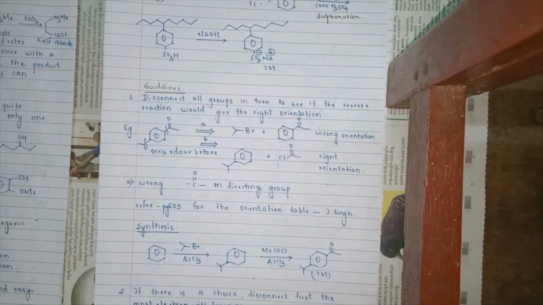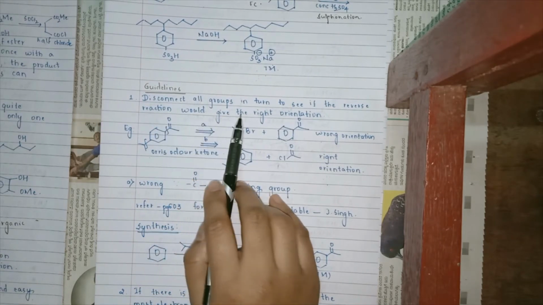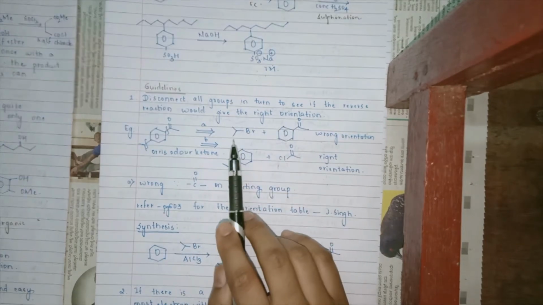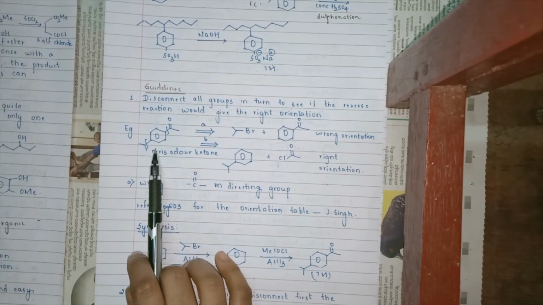Definitely there will be certain guidelines for this system. The first guideline is disconnecting all the groups in turn to see if the reverse reaction would give the right orientation. Now let us come to an example of Oris odor ketone. This is my target material.